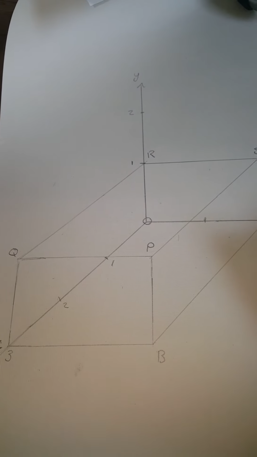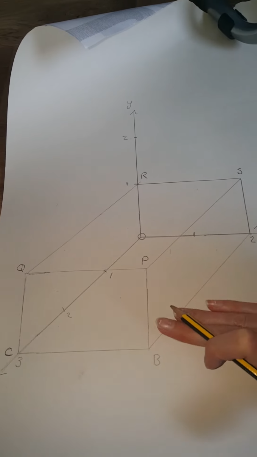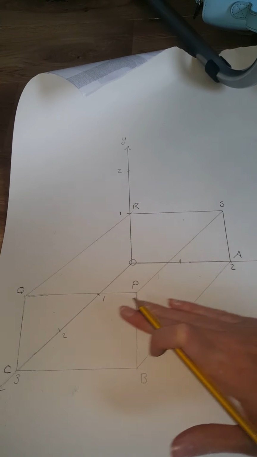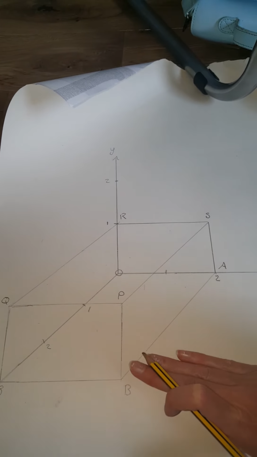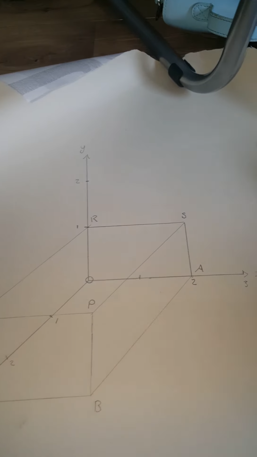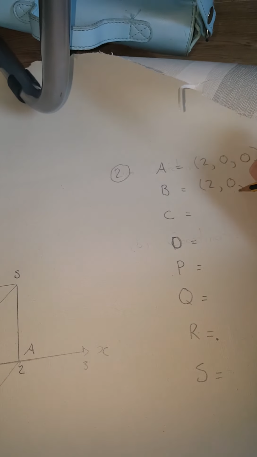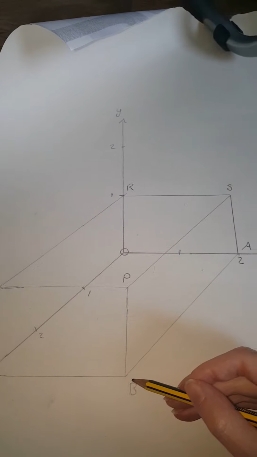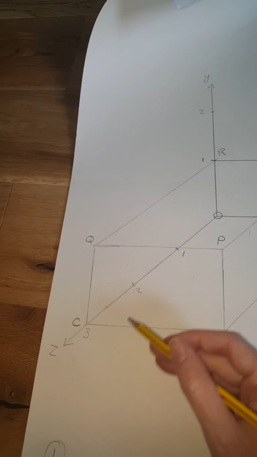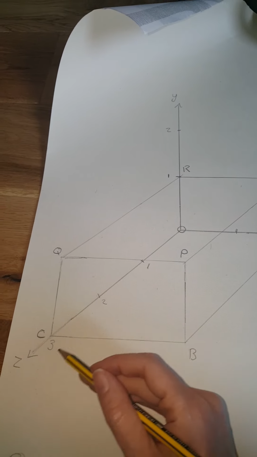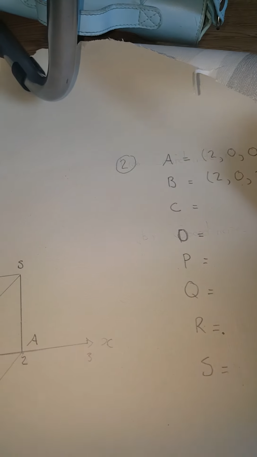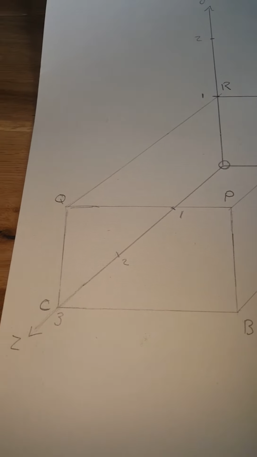Y coordinate, well, like A, it's sitting on the ground here, so we're not going up at all to get to B. So for B, the y coordinate is 0. And how far out the z axis do I go to get to B? Well, I go out 3 places, so the z coordinate is 3.